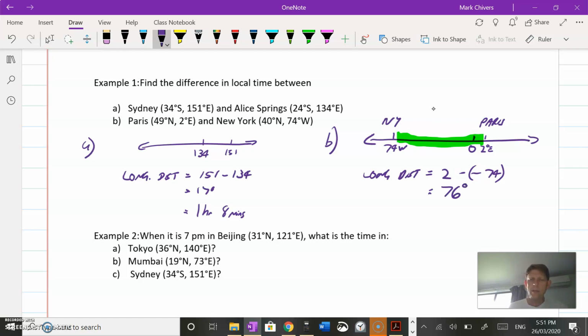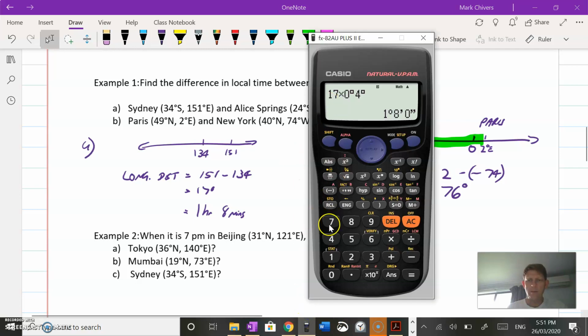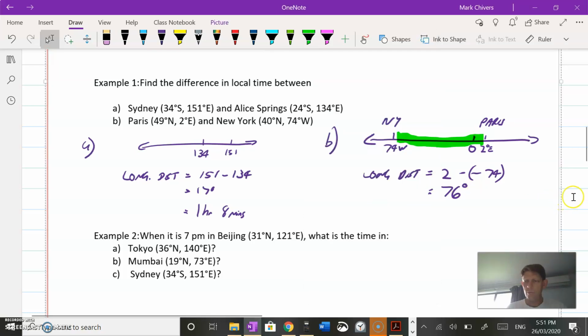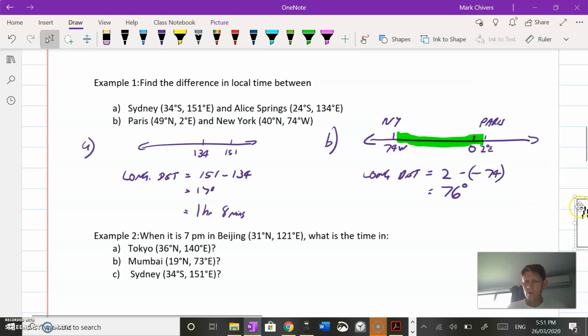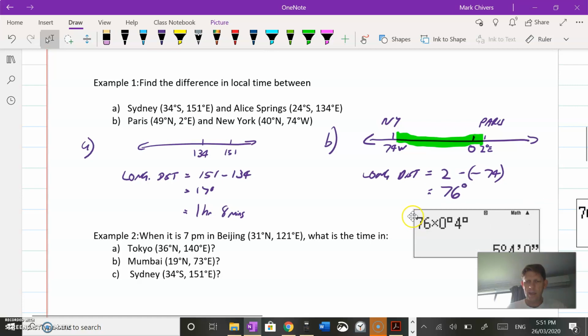And then what we do is we use our calculator and we plug that in, and what I might do is I might save that screen. So 76 times by 0 degrees 4 minutes, and we hit equals, and that's going to give us 5 hours and 4 minutes as our answer. I'll just take a quick snapshot of that, and we'll pop that there. And I'll just drop him across here so you can sort of see how that's done.